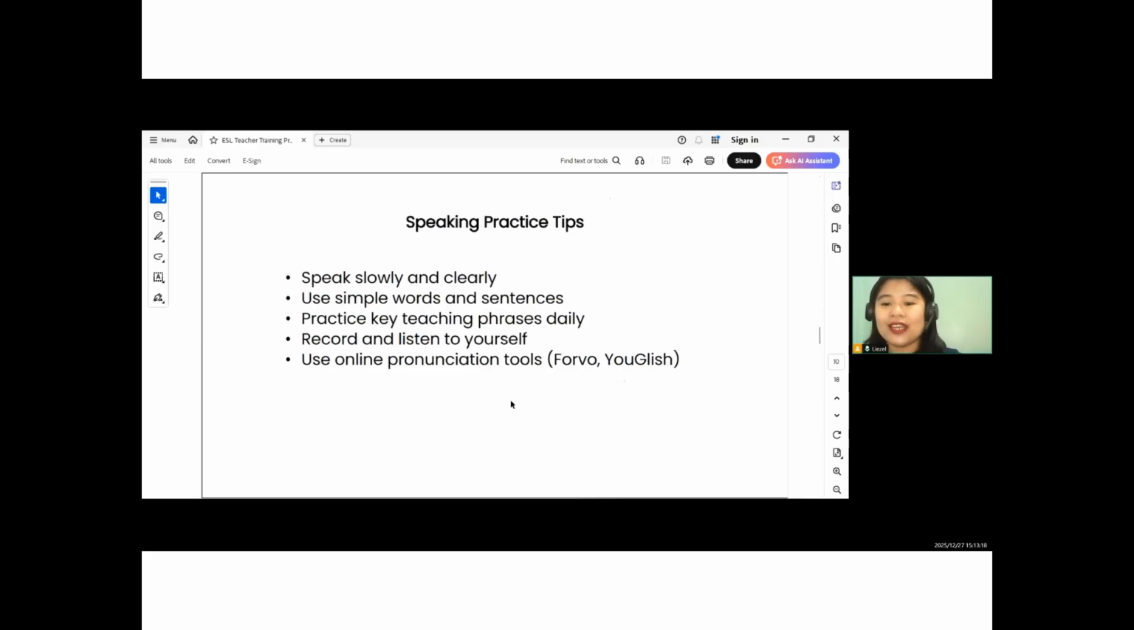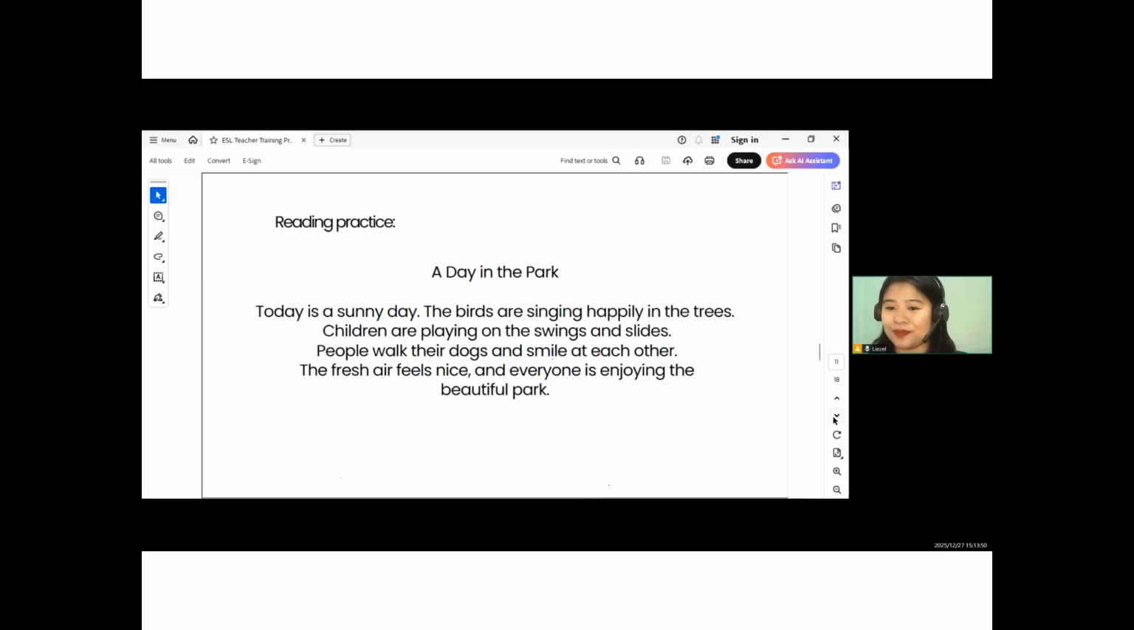Next one, let us have speaking practice tips. Number one, speak slowly and clearly. Use simple words and sentences. Practice key teaching phrases daily. This will definitely help you. Record and listen to yourself, and use online pronunciation tools such as Forvo, Youglish, or Cambridge Dictionary. They have the IPA formats for you to practice your pronunciation.